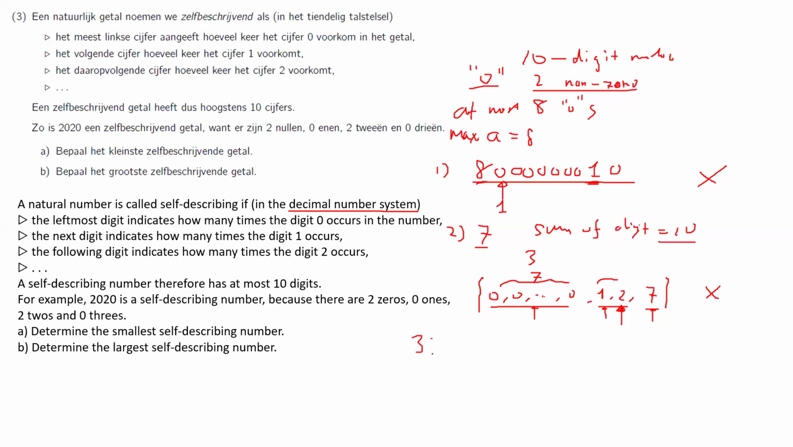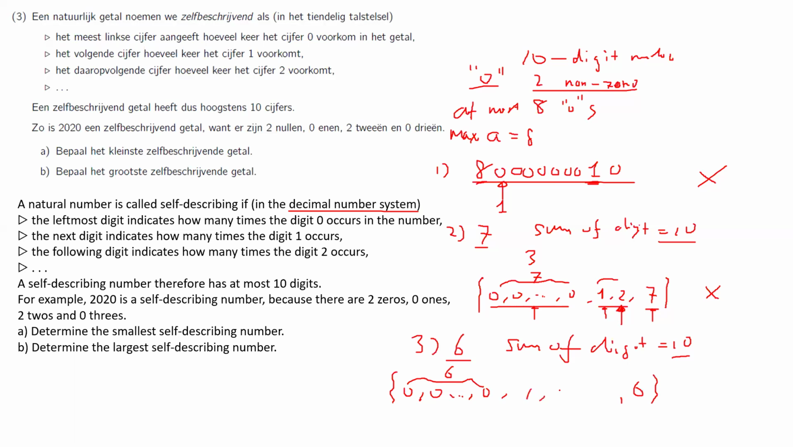Okay, case 3, if we start with 6, and similarly, the sum of digits still must be 10. That means the non-zero digits, if we sum them up, will be 10. So the combination will be 0, 0, dot, dot, dot, 0. So we have 6 zeros and one 6, and the rest must sum to 4, and the rest are non-zero numbers.